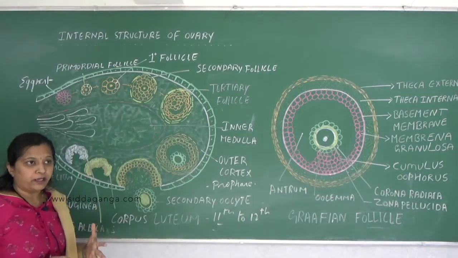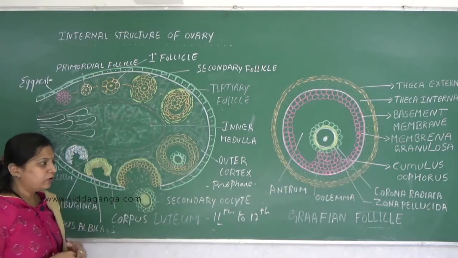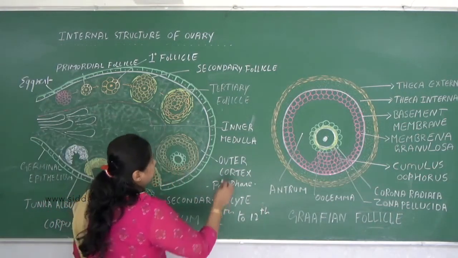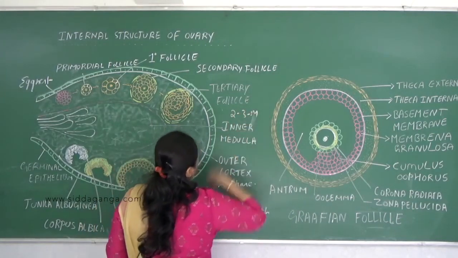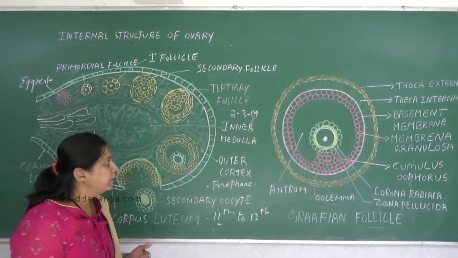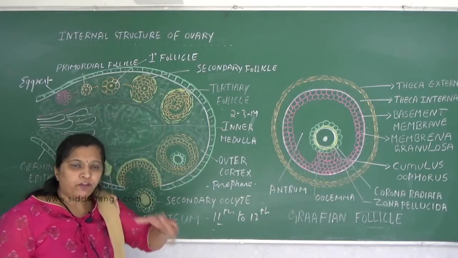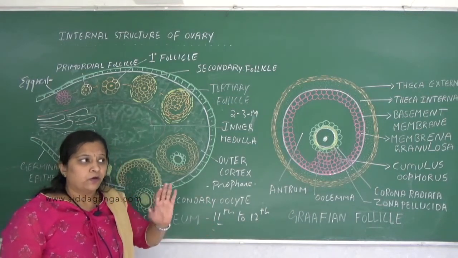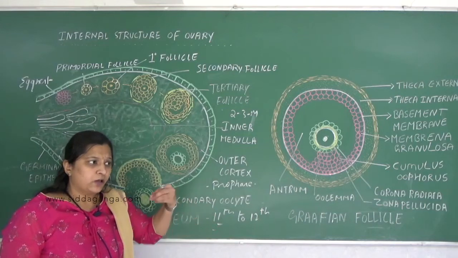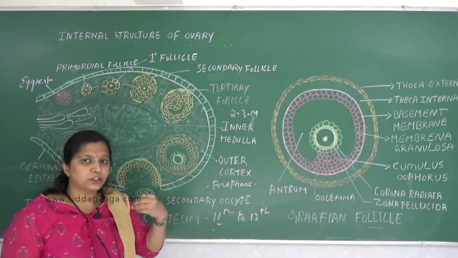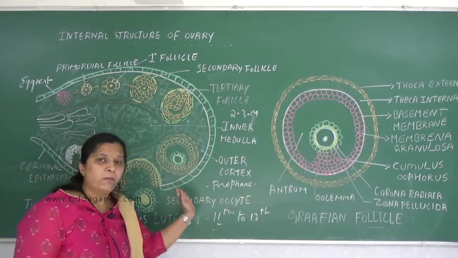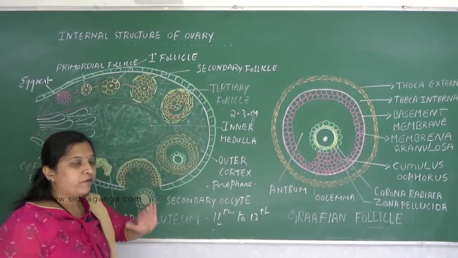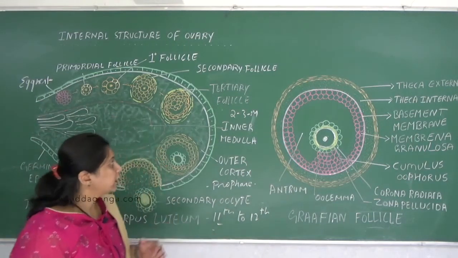Now the number of primary follicles that develop during fetal life is about millions. Nearly 2 to 3 million follicles will develop in the fetal life, but all of the follicles will not mature. As millions of follicles develop, most of the follicles will degenerate from birth to puberty. That degeneration of follicles is called follicular atresia.